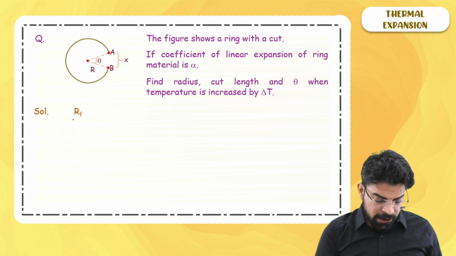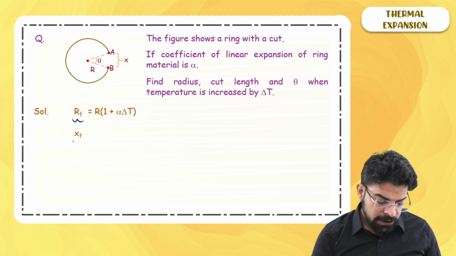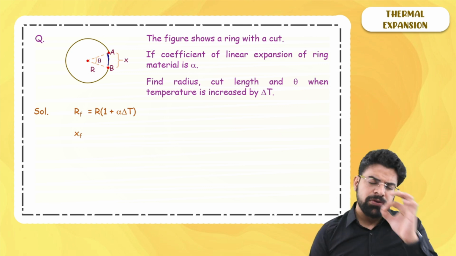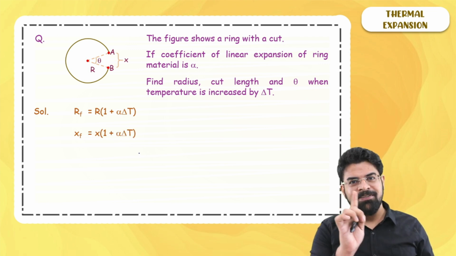So you will say the final radius will be equal to initial radius r into 1 plus alpha delta T. The final distance between A and B, the length of this gap, will be equal to the initial length of the gap x into 1 plus alpha delta T, but the theta remains the same.